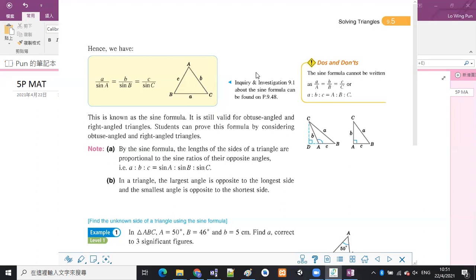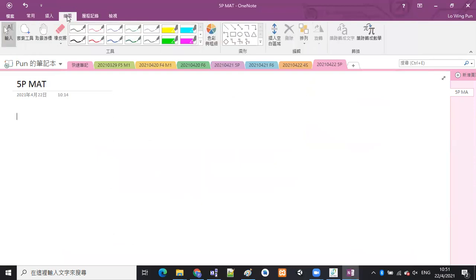Sine formula, or some textbooks will call this sine law, or sine rule. All of them will be the same. But what is this? It will be like this. Let me draw it here. If we have a triangle, any triangle will be okay. And we need to label this. This is point A, point B, and point C.